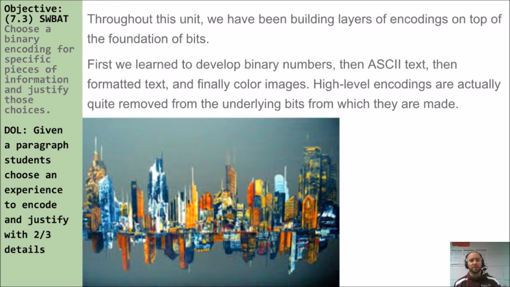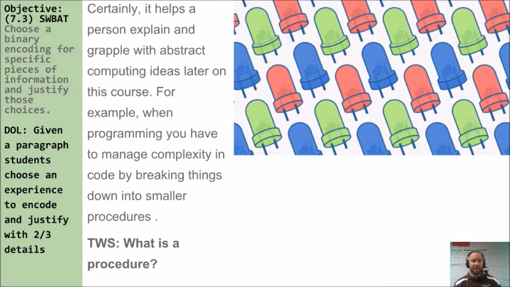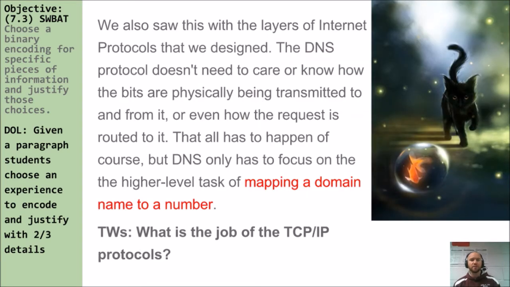And then with the black and white images and color images afterwards, you're looking at taking numbers and connecting them to colors of lights, pixels, right? And connecting that number with how bright a certain RGB value is going to be. So that was the fourth one. In your mind, walking yourself through this abstraction check should be very helpful, okay? We also saw this with the layers of internet protocols that we designed. The DNS protocol doesn't need to care or know how the bits are physically being transmitted to and from it, or even how the request is routed to it.